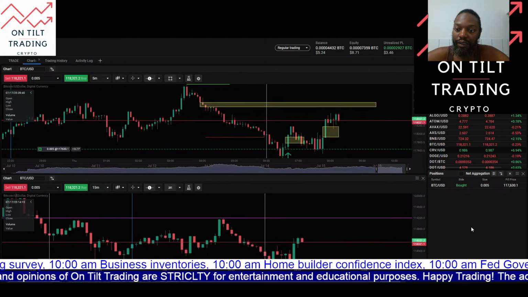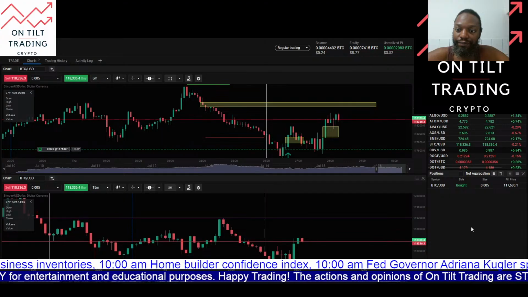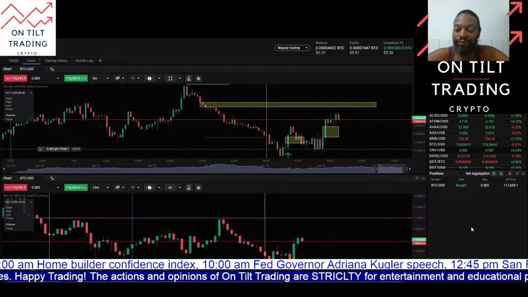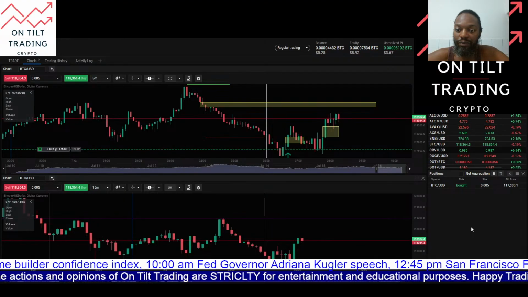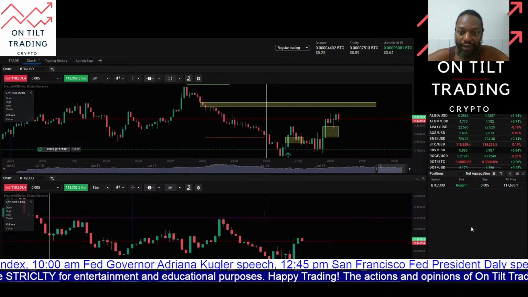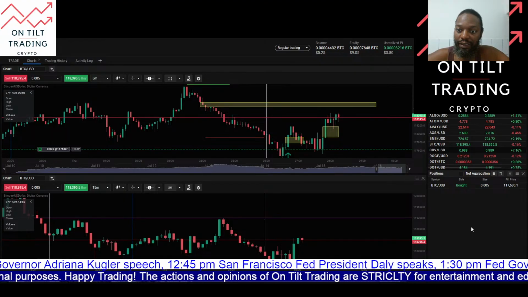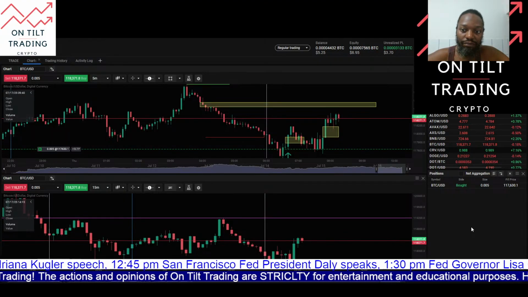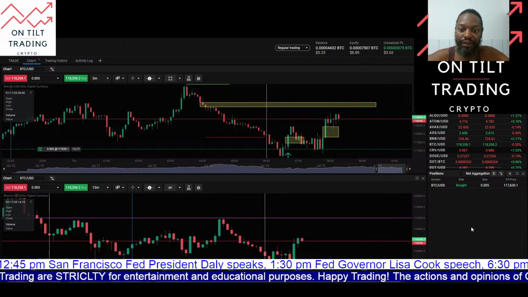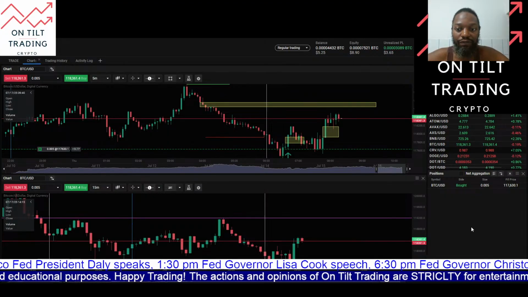Price consolidating here, 118,220, 118,300. $118,350. Less than 1 minute remaining in the current 5-minute candle. 118,400. Not quite. 118,350. So price still consolidating here between 118,300 and 118,400.